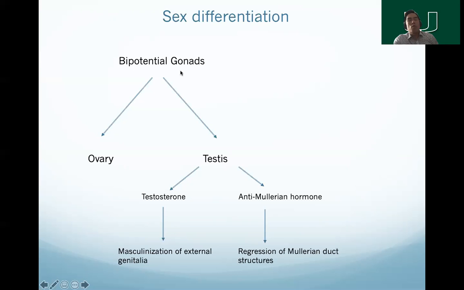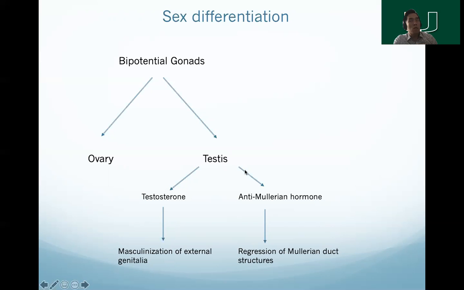So remember, in utero, you have a bipotential gonad that can become ovary or testes, right? One of the genes that triggers testes formation is SRY, the sex determining region on the Y chromosome. And that's the reason the most important function of the Y chromosome is testicular differentiation. Once it triggers testicular formation, remember, the testes have two groups of cells, Leydig cells and Sertoli cells. Leydig cells secrete testosterone, right? So testosterone can masculinize external genitalia.